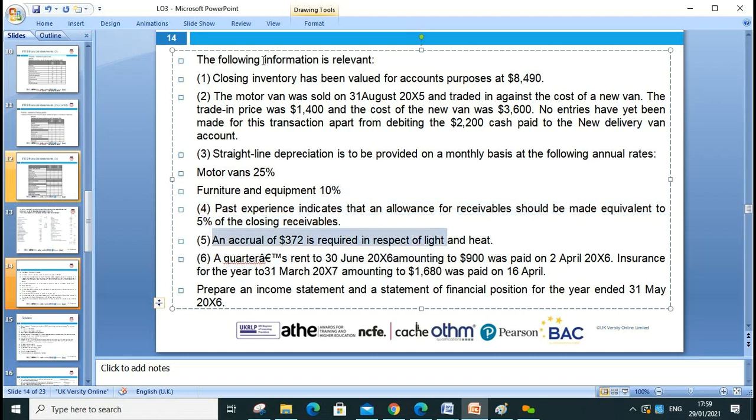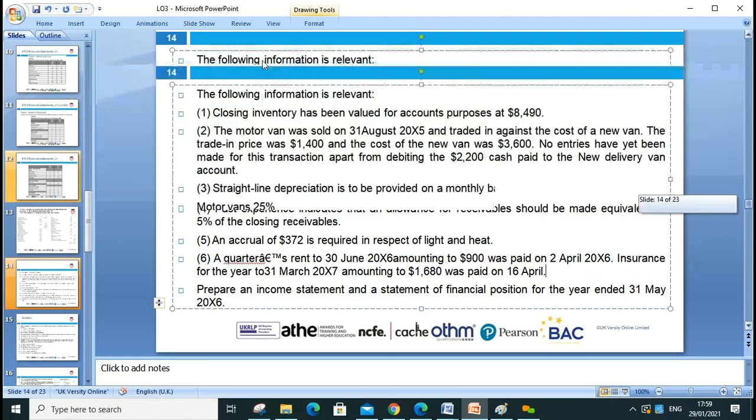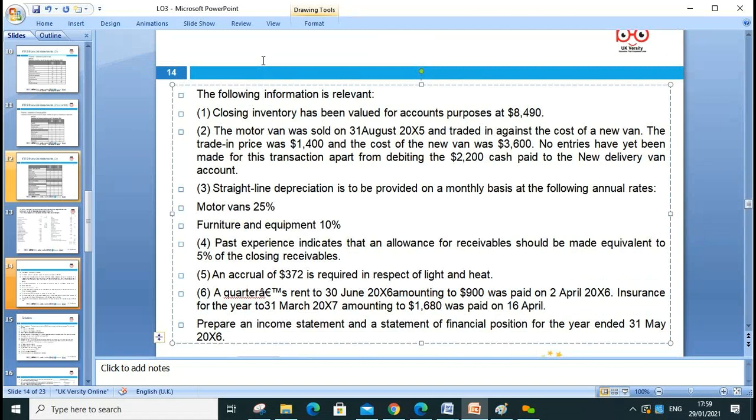Then accrual means we use the heat and light but have not paid, so we do expense debit, and accrual is a liability, we have not yet paid it, so we do credit. Quarterly rent, and up to that period we have 900. Insurance, these are prepaid, because our year end is 31st May, but we made the payment until 30th June. So we divide by 3 and times by 2. So 2 months is this year, 1 month will be prepaid. Yes, 300. And we'll do exactly the same.